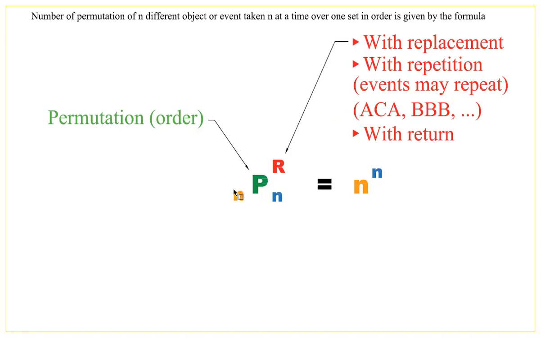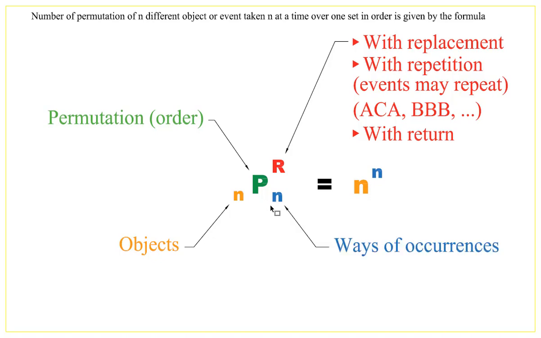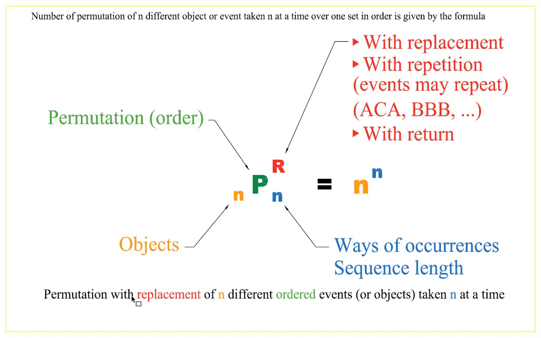Now this N here means the number of objects we have. And this n here on the right side of P means ways of event occurrences or sequence lengths. So N to the power of n is equal to the permutation with replacement of N different objects happening n times, or taken n at a time. And here it's written underneath.